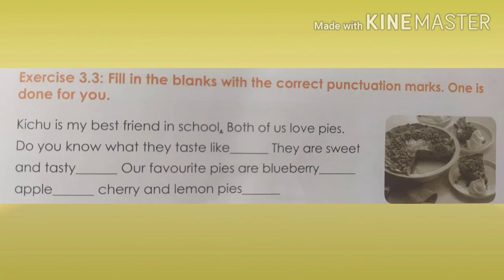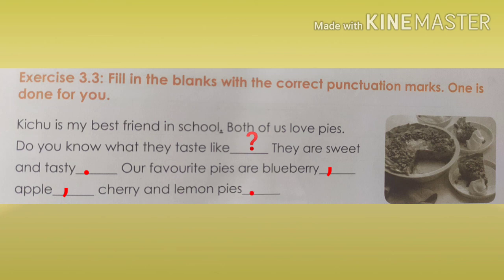Then exercise 3.3: Fill in the blanks with the correct punctuation mark. Kichu is my best friend in school. Both of us love pies. Do you know what they taste like? So here it is a question, so we have to write the question mark. They are sweet and tasty. So here we have to give a full stop because this sentence is completed here. Our favorite pies are blueberry. So we have to give a comma here. Then again apple. Then again we have to write a comma, and cherry and lemon pies. So here we have to give a full stop.